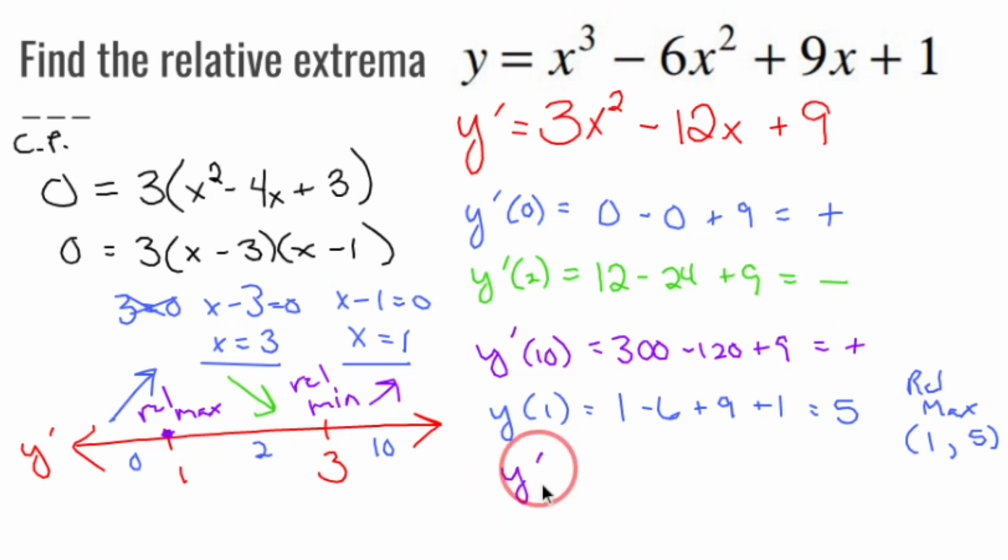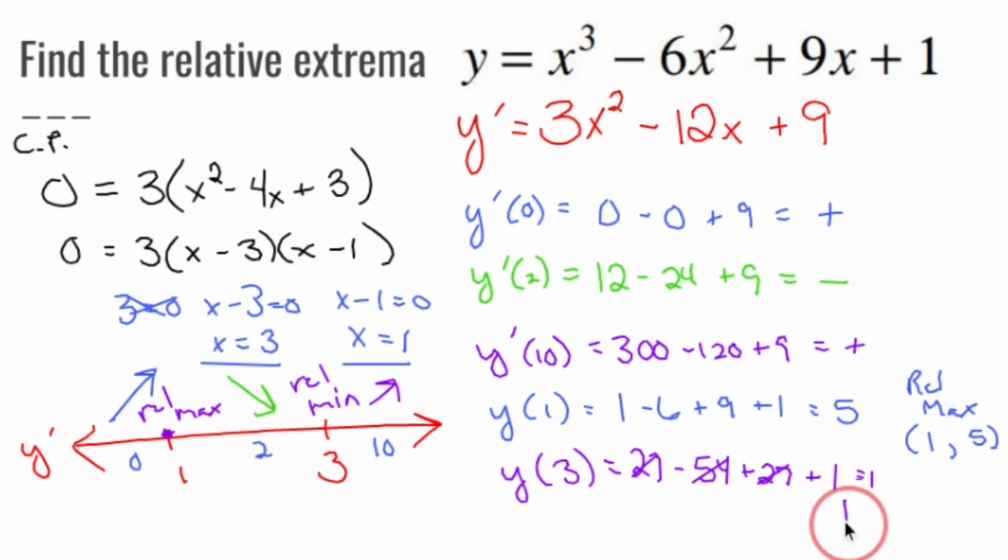So y of 3 is going to equal 3 times 3 times 3, 27, minus 6 times 9, so minus 54, plus 9 times 3, which is 27, plus 1. All right, so 27 plus 27 is 54, minus 54 is nothing, plus 1 is 1. So that equals 1. So my relative minimum is going to be (3, 1). Look at that. Didn't have to erase a thing.